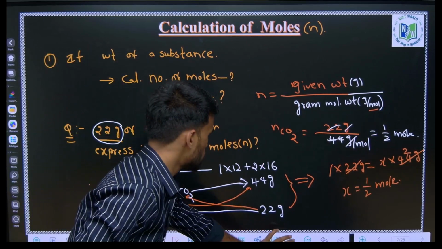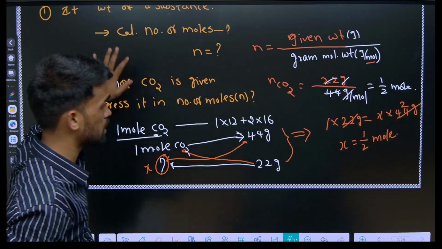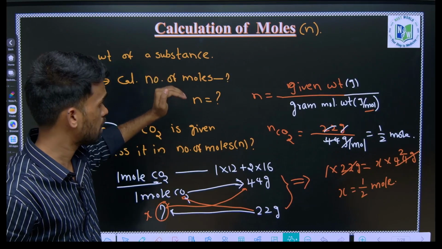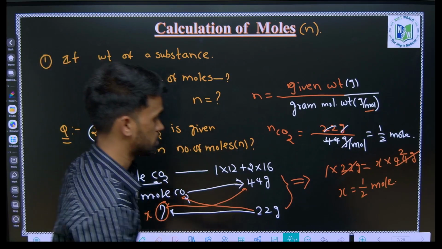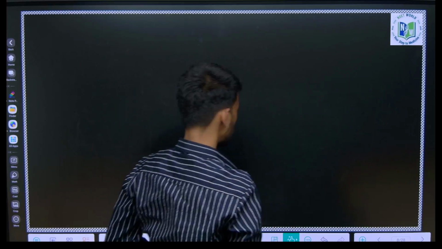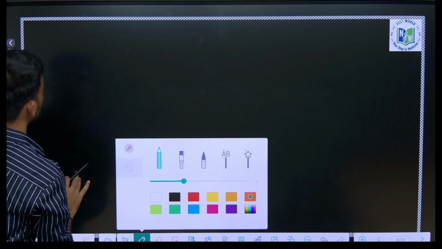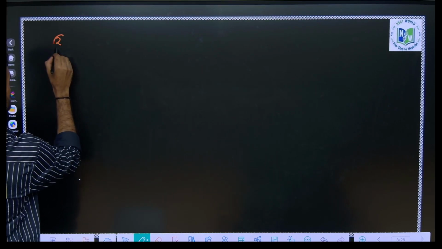So let us do one more model. This is the first model: they may give us weight and ask us to calculate the number of moles, right? The next one is, they may give us, the second method.